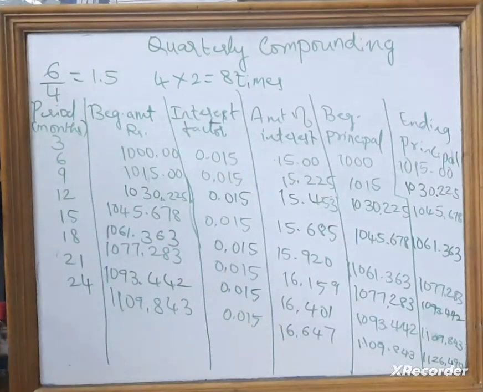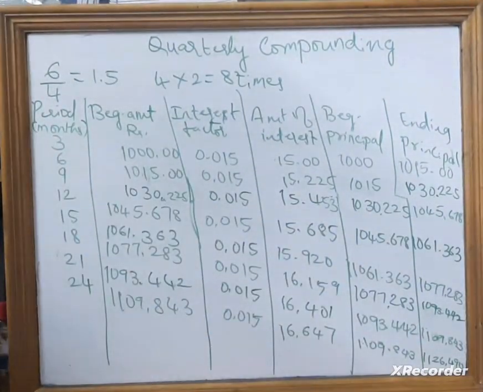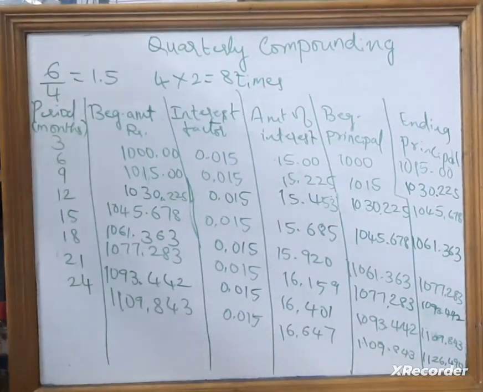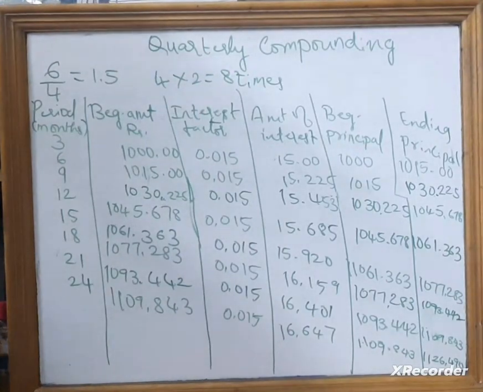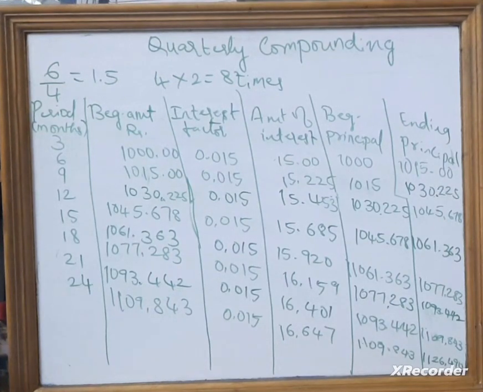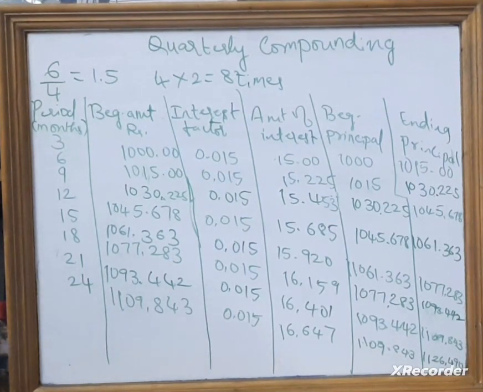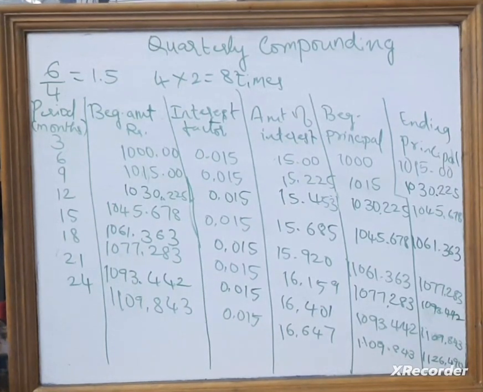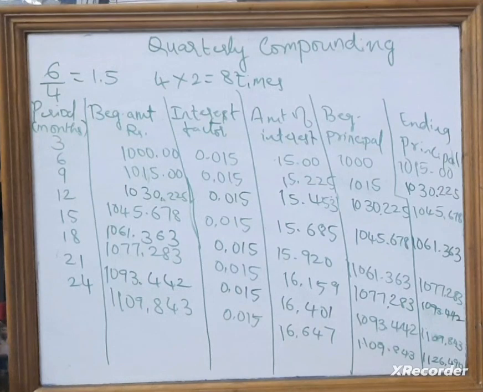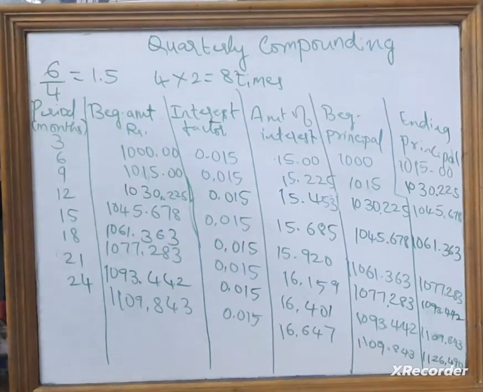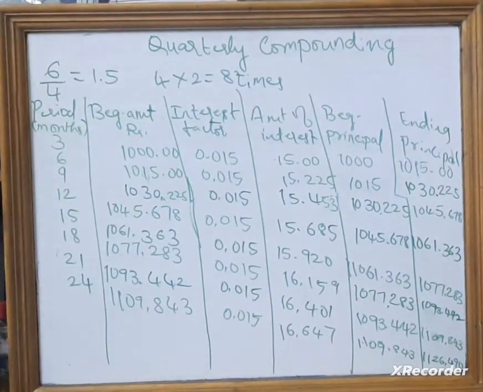So if you look at the amount at the end of the second year, when it is compounded quarterly it is greater than if it is compounded semi-annually, and still greater than if it is compounded annually. When we solved the problem of semi-annual compounding, at the end of the second year the compounded value was 1125.51, and when you compounded it quarterly, it is 1126.490. So this is the power of compounding.